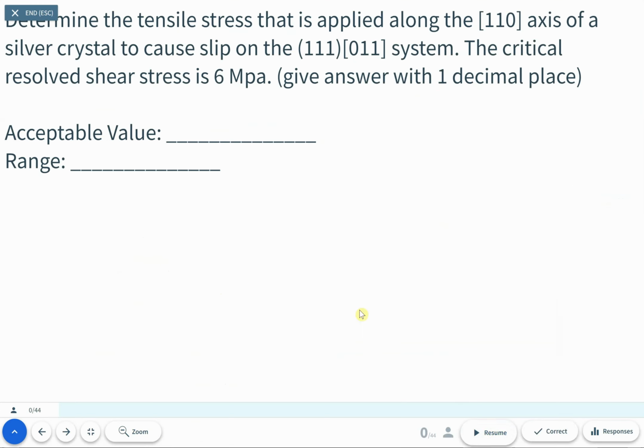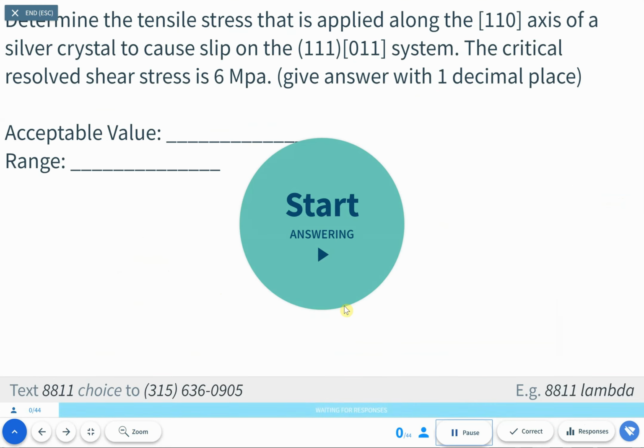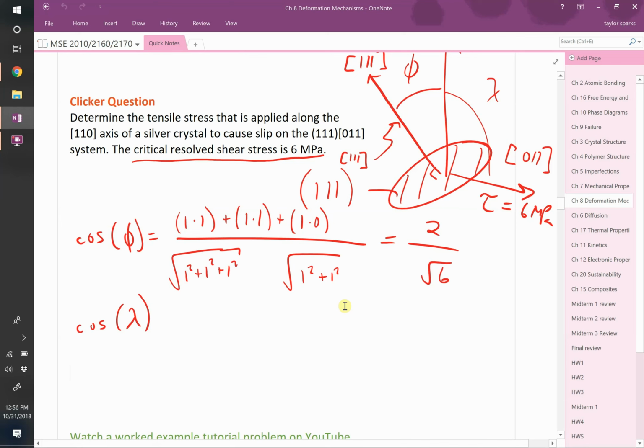So I'm going to start this one. The question said the following: determine the tensile stress that would be applied along the 110 axis of a silver single crystal that will cause slip on the 111 plane in the 011 direction. So that's the slip system, the 111 plane in the 011 direction. And it tells us that the critical resolved shear stress is 6 megapascals.